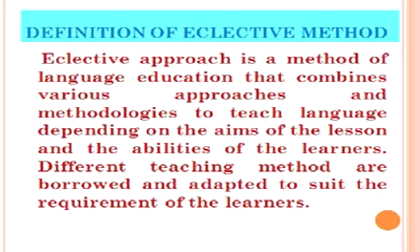Now we will look into the definition of the eclectic method. The eclectic approach is a method of language education that combines various approaches and methodologies to teach language depending on the aims of the lesson and the abilities of the learners. Here, two different aspects have been given importance. The first one is the aims of the lesson and the next one is the abilities of the learners. On the basis of these two aspects, the teacher will decide which approach or methods he or she will apply in the classroom. In other words, different teaching methods are borrowed and adapted to suit the requirements of the learners.